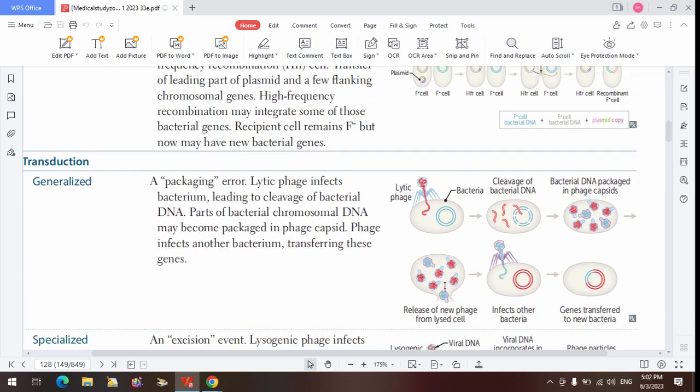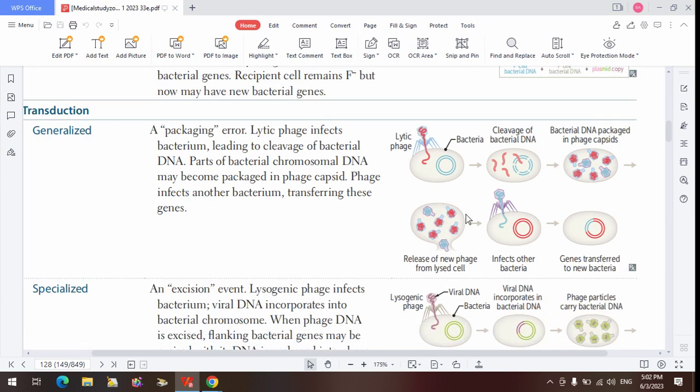You are looking at another image. The one for generalized transduction is confined to this six-image set that you are seeing here. Yes, I'm looking at the first six. Exactly. So once you have the bacterial DNA being packaged into the prophage, the prophage will have to break out from that bacterial cell so that they can infect a new bacterial cell. You understand?